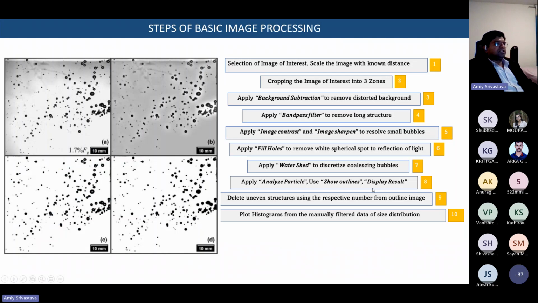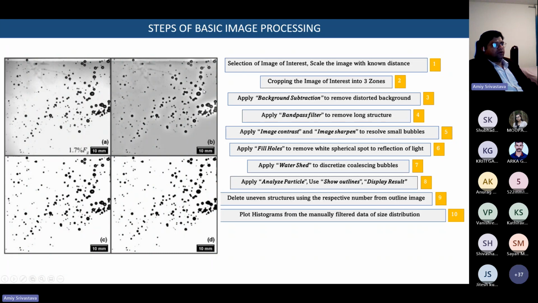Now let's move on to the steps of basic image processing techniques. So we got these many bubble images. This is one bubble image, the second bubble image. And we have to perform some operations in order to achieve the final image. We can identify the size of the bubbles only when we have binary images, so we have to convert our real images into binary images. These are the methods we use to get our binary image.